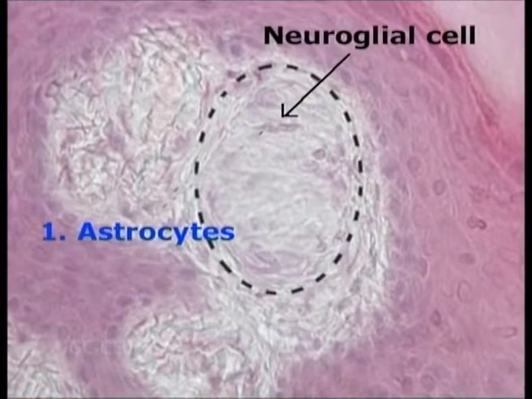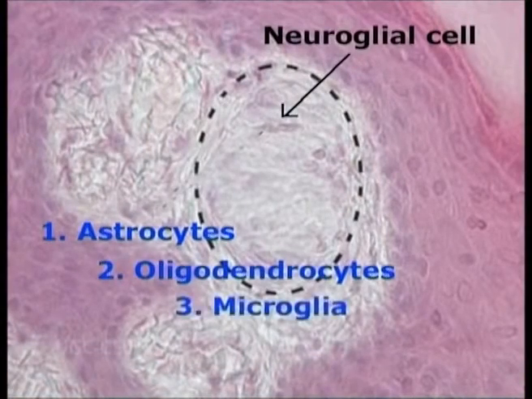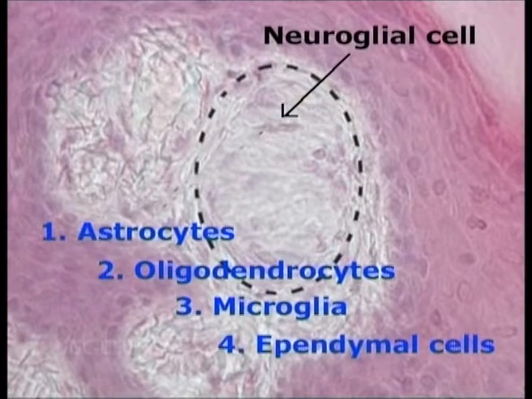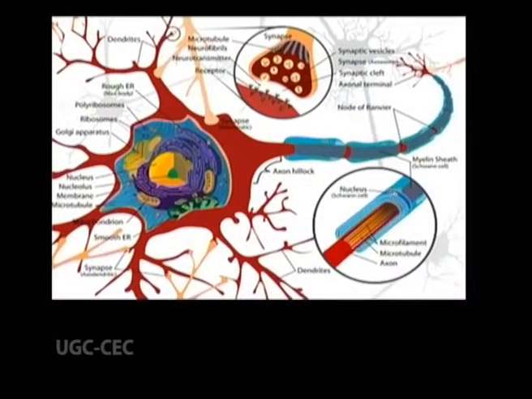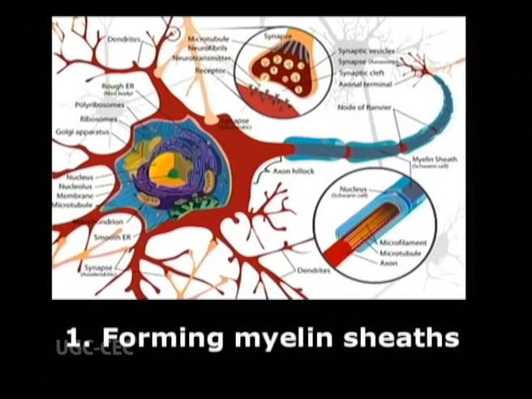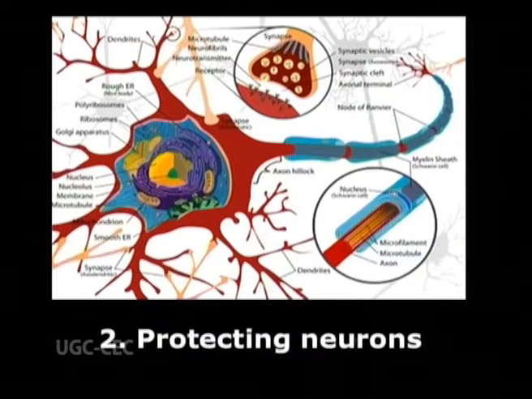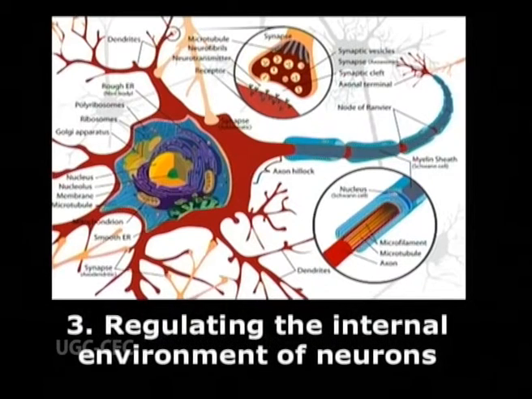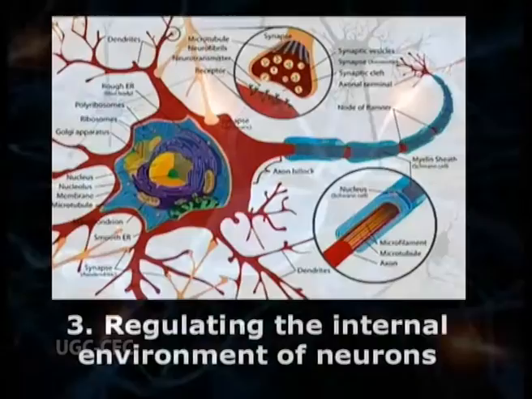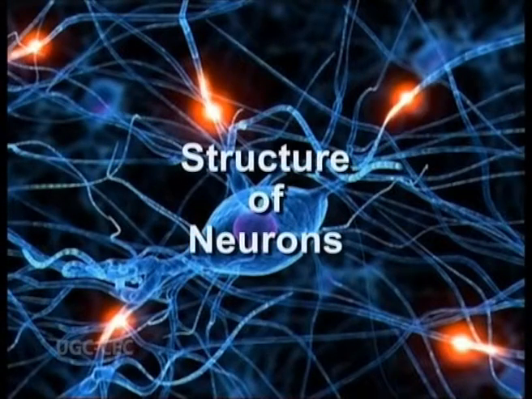Neuroglial or glial cells can be classified on the basis of size, cytoplasmic processes, and internal organization into four types. They are astrocytes, oligodendrocytes, microglia, and ependymal cells. The general functions are forming myelin sheaths, protecting the neurons via phagocytosis, and regulating the internal environment of neurons in the central nervous system. The structure of neurons.